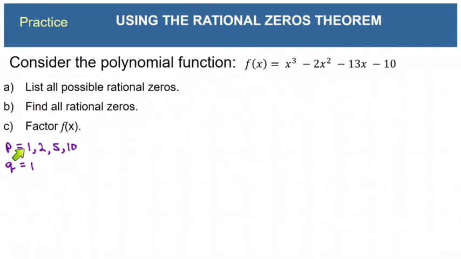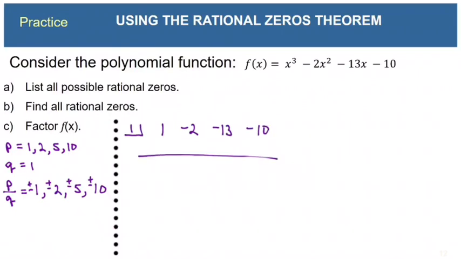So P over Q is going to be 1 over 1, 2 over 1, 5 over 1, and 10 over 1. And those just simplify to whole numbers. And now I'll put the plus minus in front of them. So we have 8 numbers here. Now remember, this is a third degree polynomial, so it's only at most going to have 3 zeros. But we have 8 numbers to choose from. So it's a trial and error process trying to find the ones that work. I always start with 1 and work my way through the list.